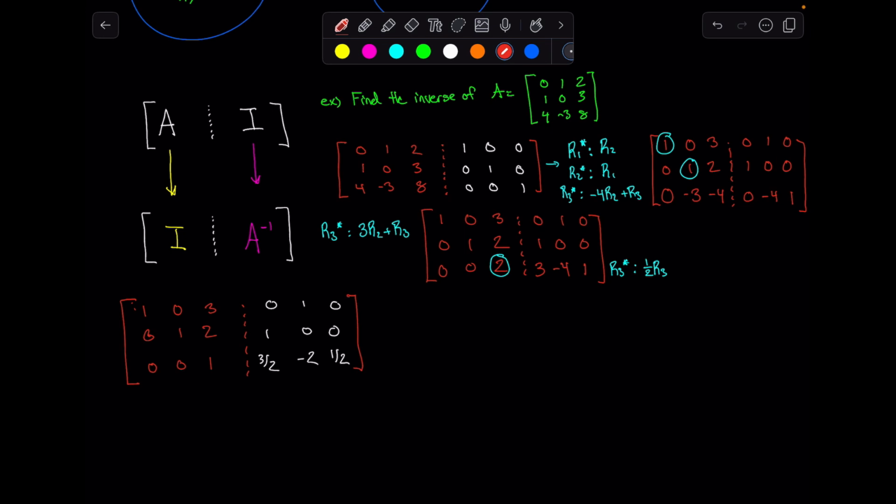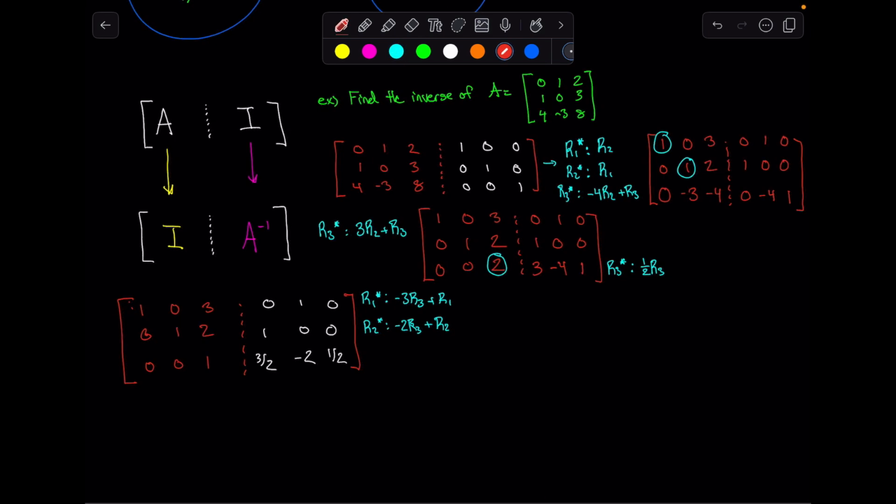Okay, so our last thing we need to do is to get rid of those numbers and turn them into zeros. So the last operations we have up to bat, we can do this a myriad of ways, but let's replace row 2 by multiplying row 3 by -2 and then adding it to row 2. And then let's replace row 1 by taking -3 row 3 and adding it to row 1. So let's see what we get. So the third row is going to stay the same, 0, 0, 1, and we have 3 halves, -2, and 1/2.